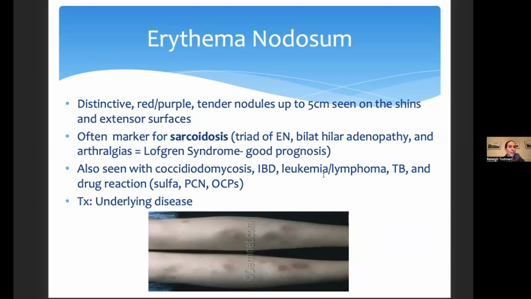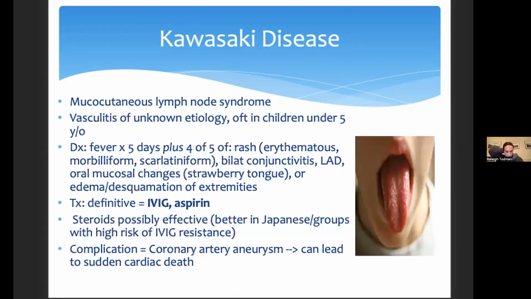And if you see a triad of this erythema nodosum with bilateral hilar adenopathy on X-ray and arthralgias, you think of Lofgren syndrome, which is a type of sarcoid that has a good prognosis, but that's very much a test question. We also see erythema nodosum in coccidioidomycosis, inflammatory bowel diseases, leukemias, lymphomas, TB, and some drug reactions. So it's not super specific, but definitely keep sarcoid in your mind. And the treatment is whatever the underlying disease is that's causing it.